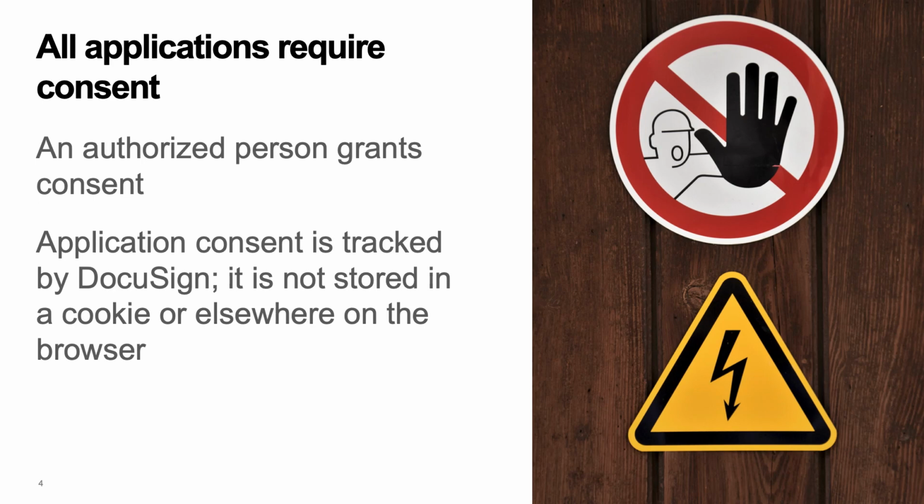To meet modern information security standards, an authorized person must provide consent before an application can act on behalf of or impersonate a user. Application consent is tracked by DocuSign. It is not stored in a cookie or elsewhere on the browser.